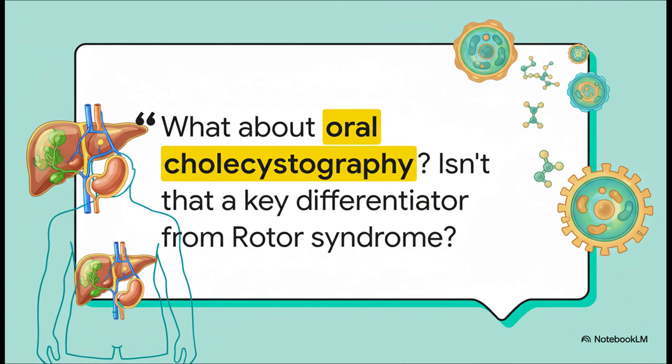An excellent point. Now you're thinking like a top scorer. These are the details that get you the extra points. You're spot on. In Dubin-Johnson, because of that secretion defect, you can't see the gallbladder on an oral cholecystogram. But in Rotor syndrome, you can. That's a fantastic next-level detail to have in your back pocket.